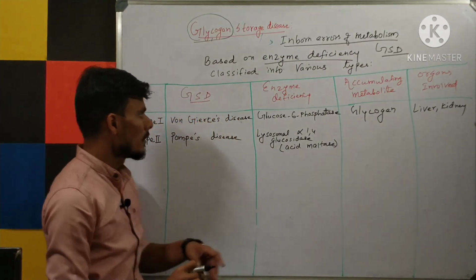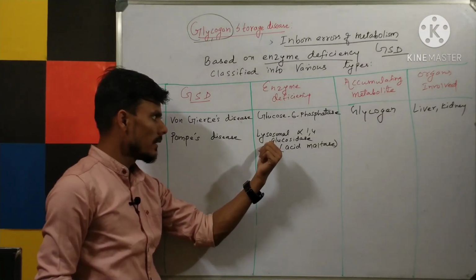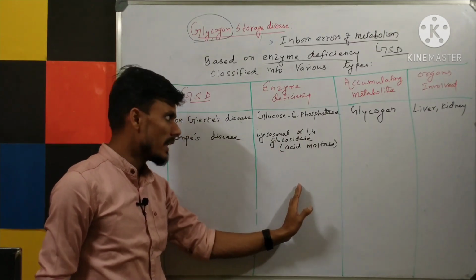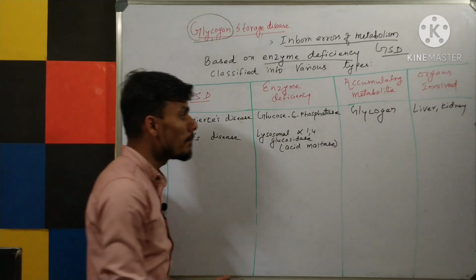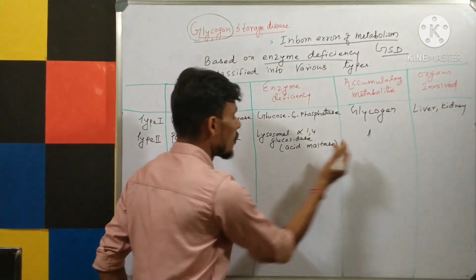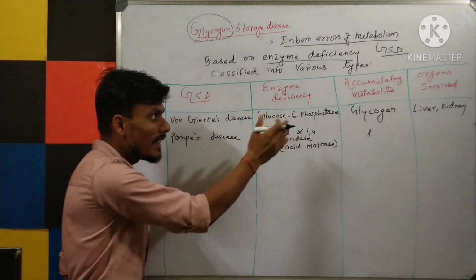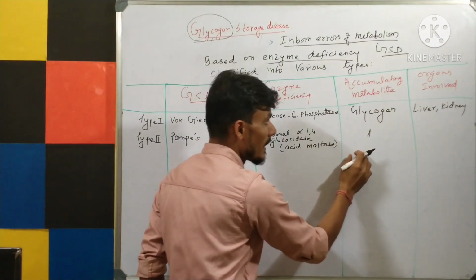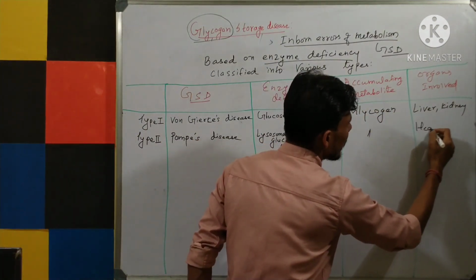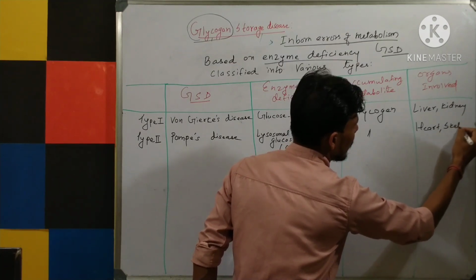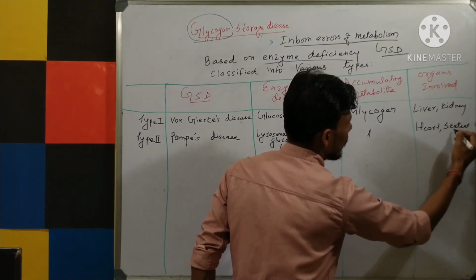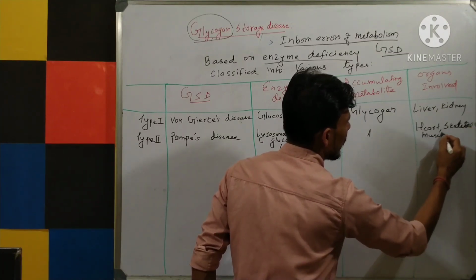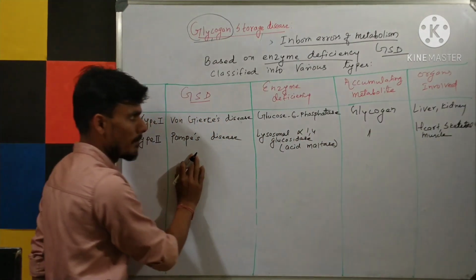Now see here, in this case, the lysosomal enzyme, also known as lysosomal 1,4-glucosidase or acid maltase, helps glycogen convert into glucose. So if there is a deficiency of this enzyme, you know that there will be accumulation of glycogen. So the accumulating metabolite here is also glycogen. Heart and skeletal muscles are affected in type 2, that is in Pompe's disease.